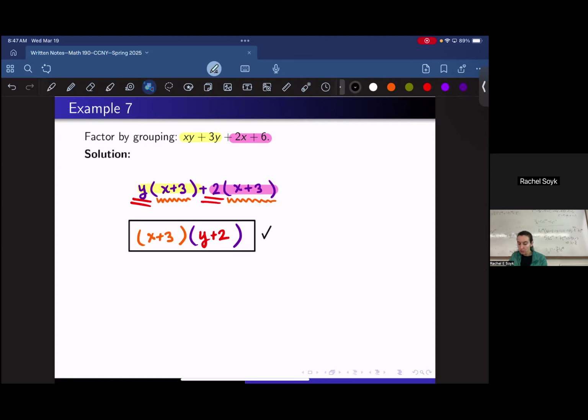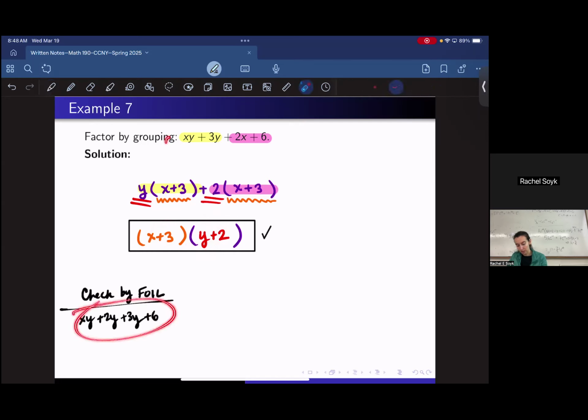We just factored this polynomial by grouping. And if you're not convinced that what we have boxed is the same as what we started with, you can check by FOIL. So we have x times y gives you your xy. We have x times 2 gives you that plus 2x. We have 3 times y gives you the plus 3y. And then we have 3 times 2 gives you the plus 6.